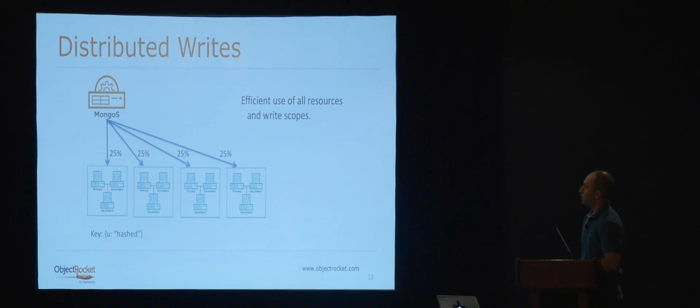The solution to that is hashing that shard key. In this case, the randomness of the hash value will spread these writes and reads out to multiple shards. And as long as you include your shard key in your operations, your reads will also be targeted to those shards as well. This is a much more efficient use of your resources and all of your write scopes.